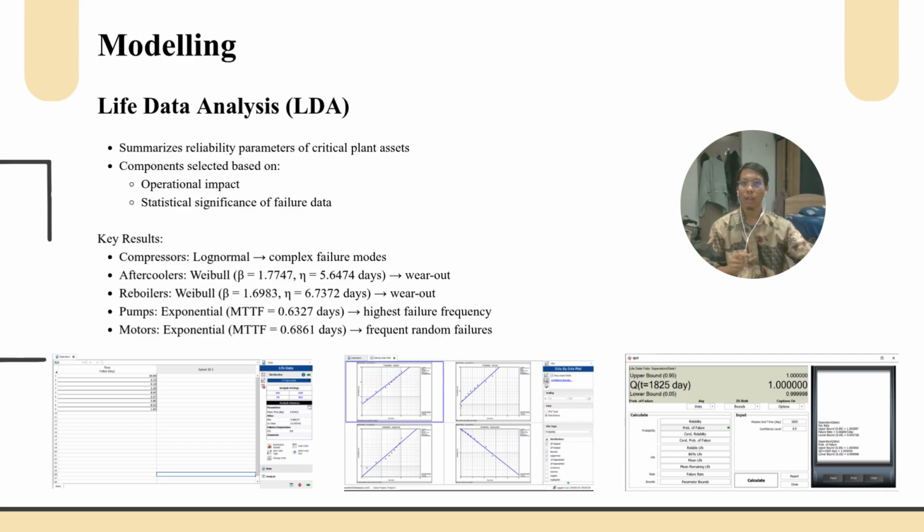In contrast, pumps and motors follow an exponential distribution with beta equal to 1, indicating constant random failures. However, pumps have the lowest mean time to failure at about 0.63 days, making them the most frequently failing components. Overall, this analysis shows that different equipment exhibits distinct failure behaviors, with rotating equipment being particularly critical.